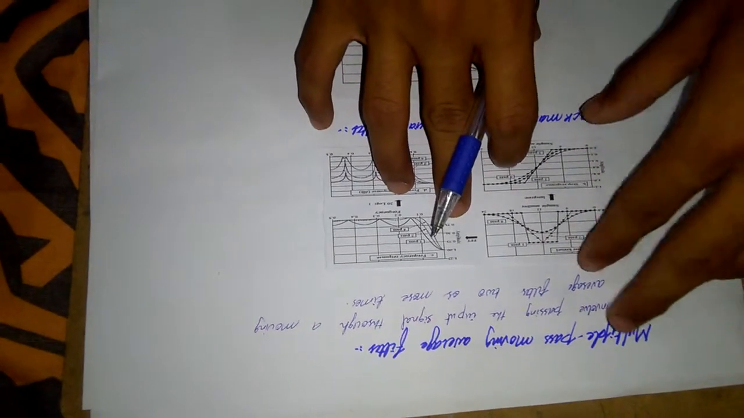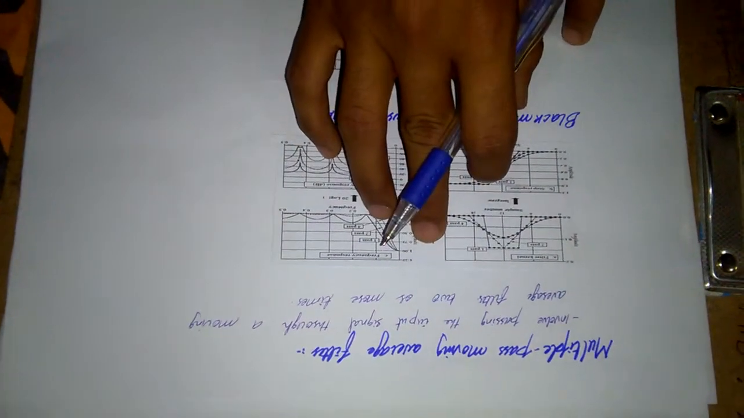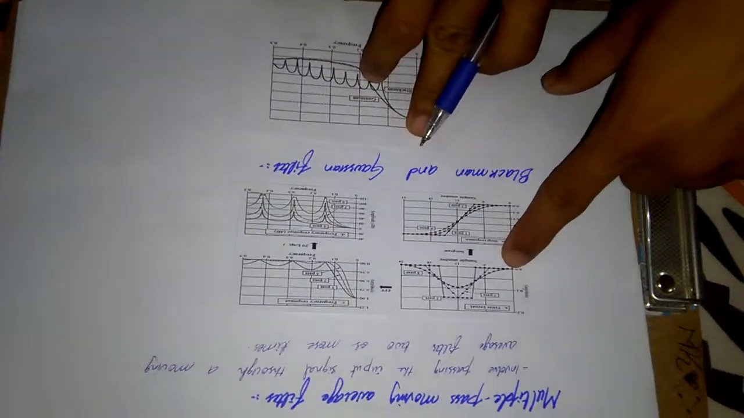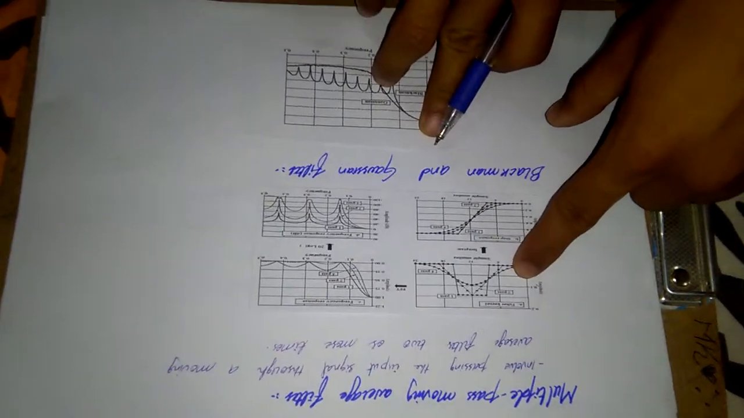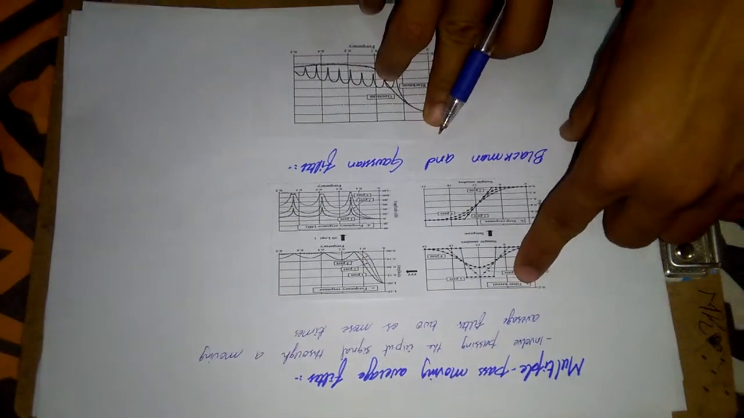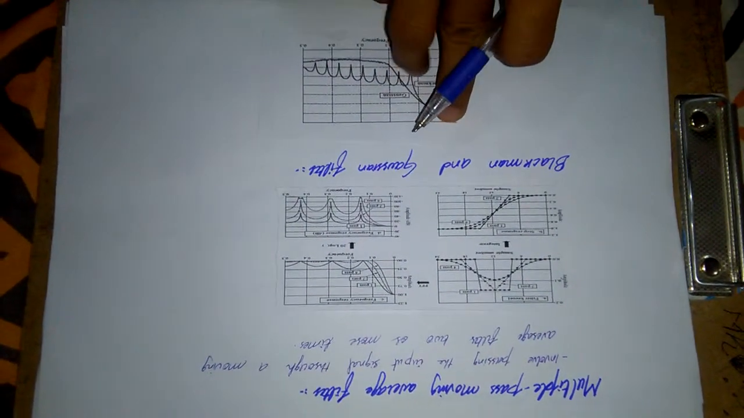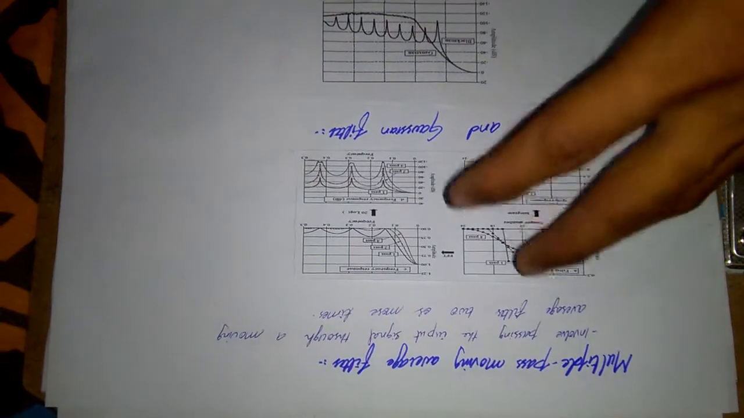Now I will tell you about the multiple pass moving average filter. Multiple pass moving average filters involve passing the input signal through a moving average filter two or more times. This figure shows the overall filter kernel resulting from 1, 2 and 4 passes. Two passes are equivalent to using a triangular filter kernel. After 4 or more passes, the equivalent filter kernel looks like a Gaussian.